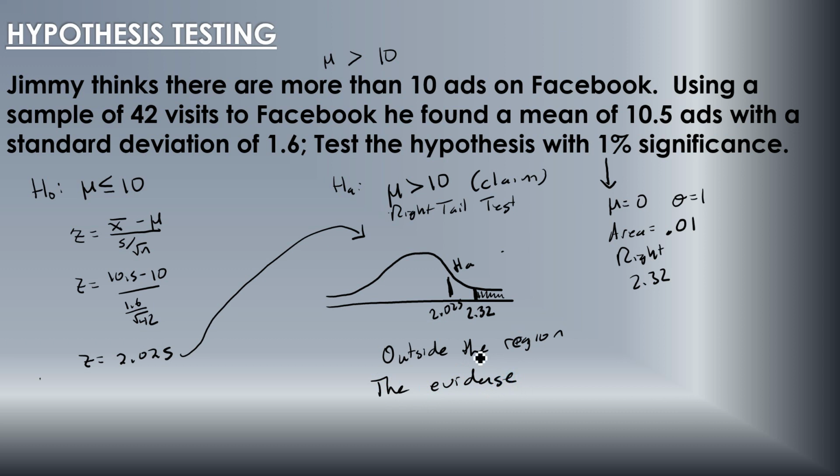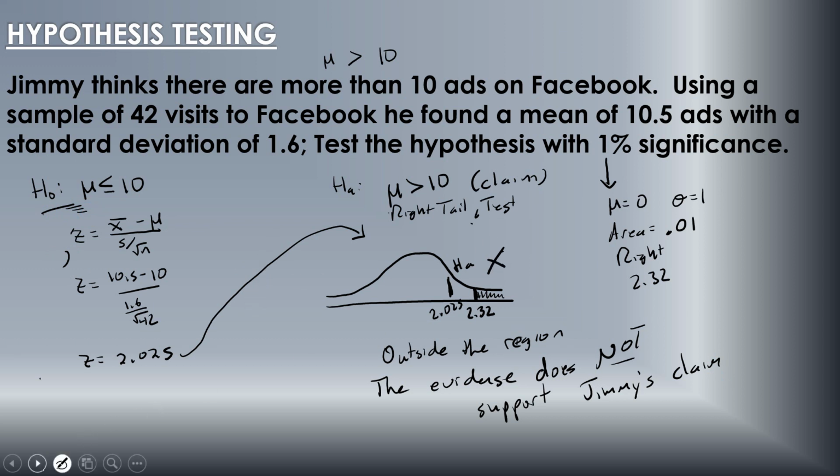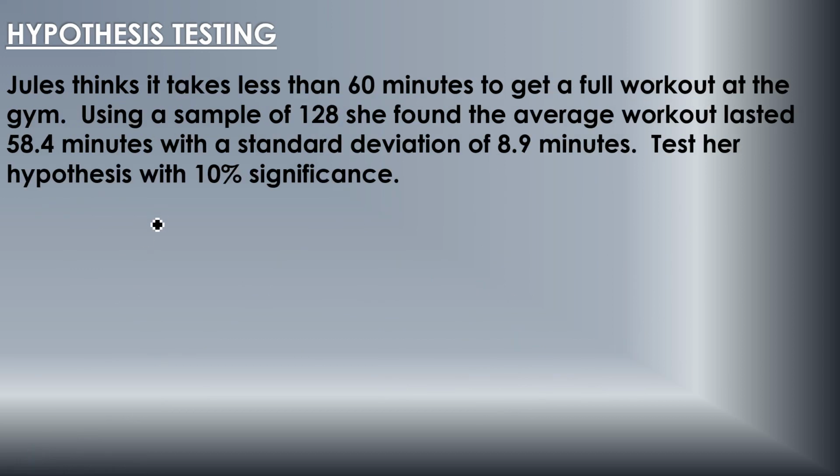Now we're going to go back to our claim. So what we're saying is HA isn't in the critical region. So HA we reject. But HA is the claim that Jimmy made. So the evidence does not support Jimmy's claim, at least the evidence that we have in this problem. So it's not necessarily that we're accepting the opposite. It's just that the evidence isn't going to support what he has said, or doesn't support it.